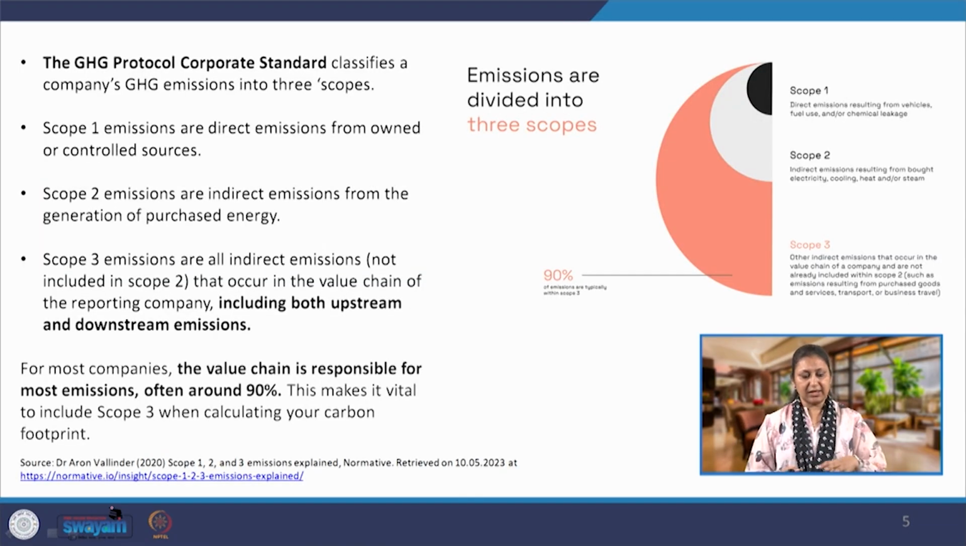So, quickly giving you an overview, the GHG protocol corporate standard classifies the company's GHG emissions into 3 scopes, scope 1, 2 and 3, and I had told you towards the end of yesterday's lecture also, that scope 1 is the direct emission from owned or controlled sources. Scope 2 is the indirect emission resulting from the purchased energy, and the rest of the indirect emissions we put in scope 3, both for downstream and upstream operations in the value chain of the company.